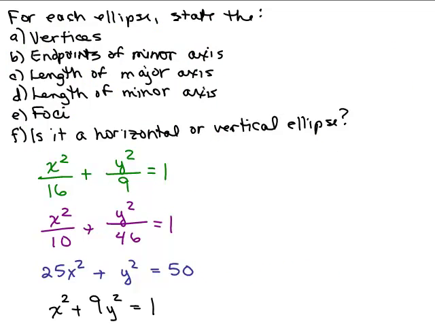So let's do this problem. For each ellipse, state the vertices, the endpoints of the minor axis, the length of the major axis, the length of the minor axis, the foci, and then answer this question: is it a horizontal or vertical ellipse? So you can try all 4 of these on your own first by putting the video on pause, or watch me do it. I suggest you try it on your own first though.